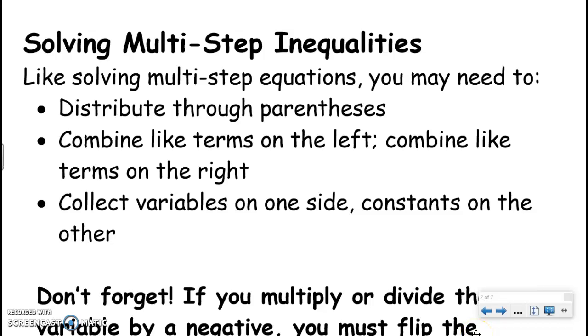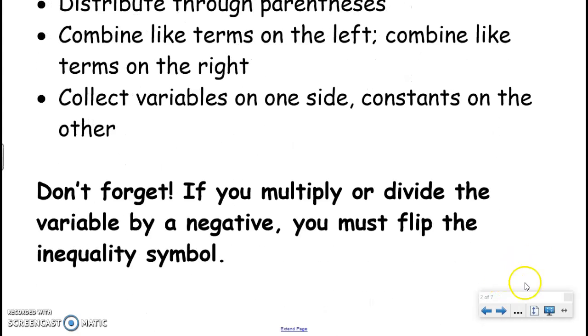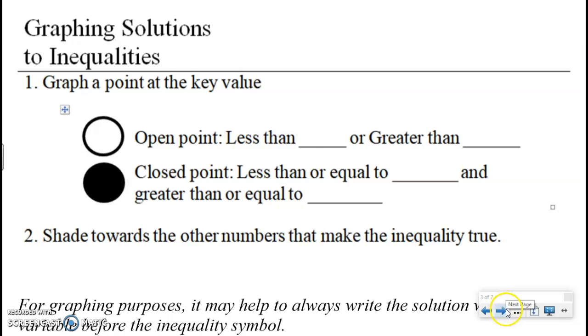Remember, distribute through the parentheses, combine like terms on the left side, combine like terms on the right side, and then collect variables on one side and constants on the other. Don't forget about flipping the sign if you need to, and then also your rules for graphing.